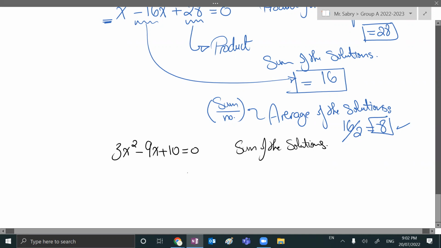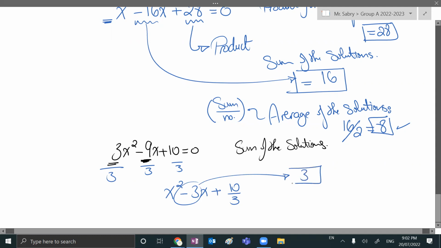I told you we can say that this number here is the sum with the opposite sign only if the a is equal to 1. So I can actually make it equal to 1 by dividing everything by 3. I'll divide the whole equation by 3, which will give me x to the power of 2 minus 3x plus 10 over 3. So what's the sum of the solutions? It's this number with the opposite sign. It's 3. That's it.